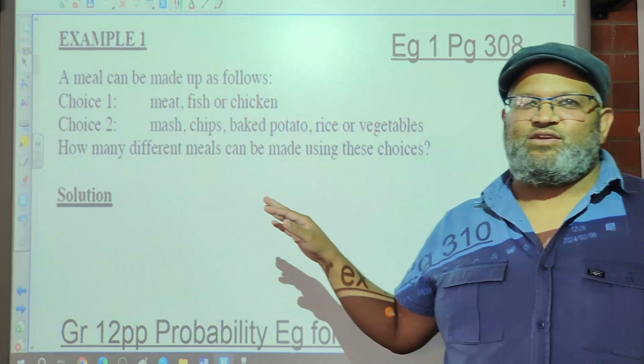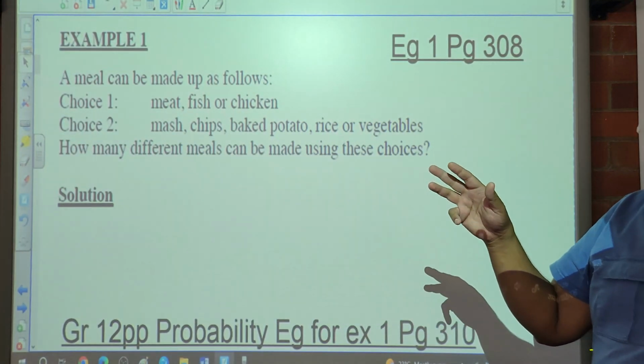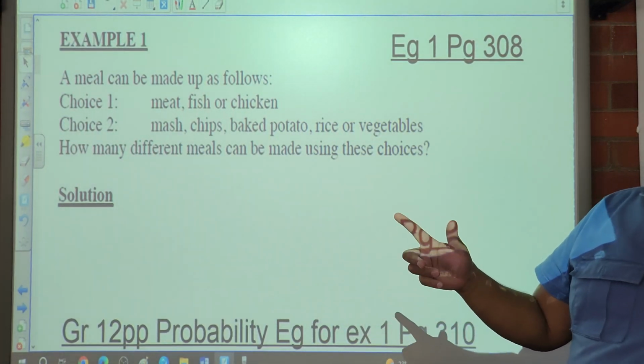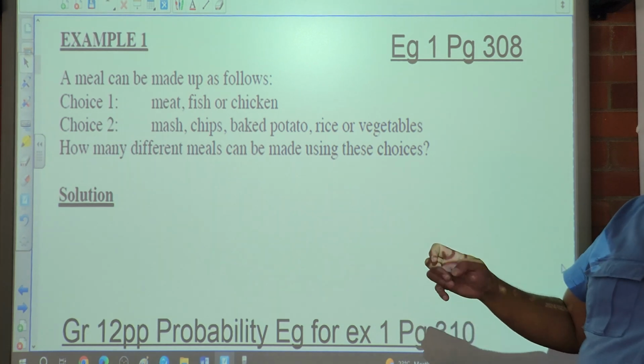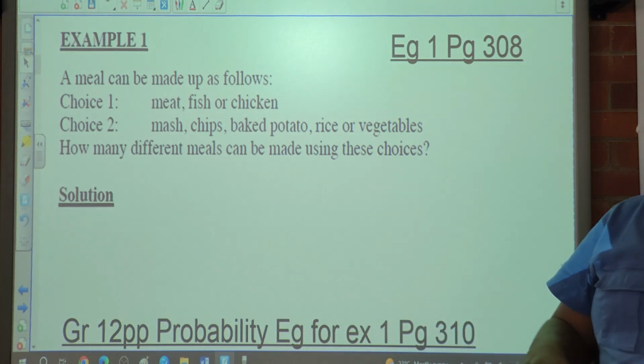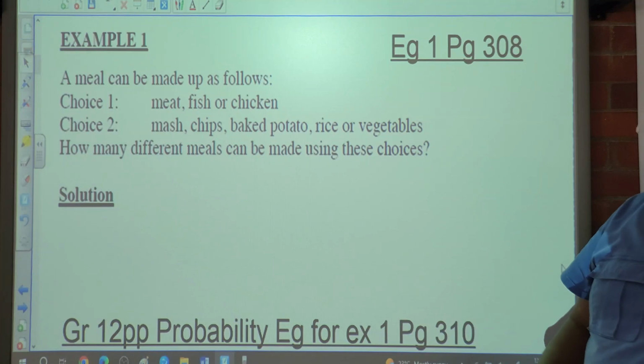Okay, now this is not our kind of people, no? We would have in our plate meat and chicken, chips and the rice and veggies, no? That's our meal. Okay, but this is a different breed here.